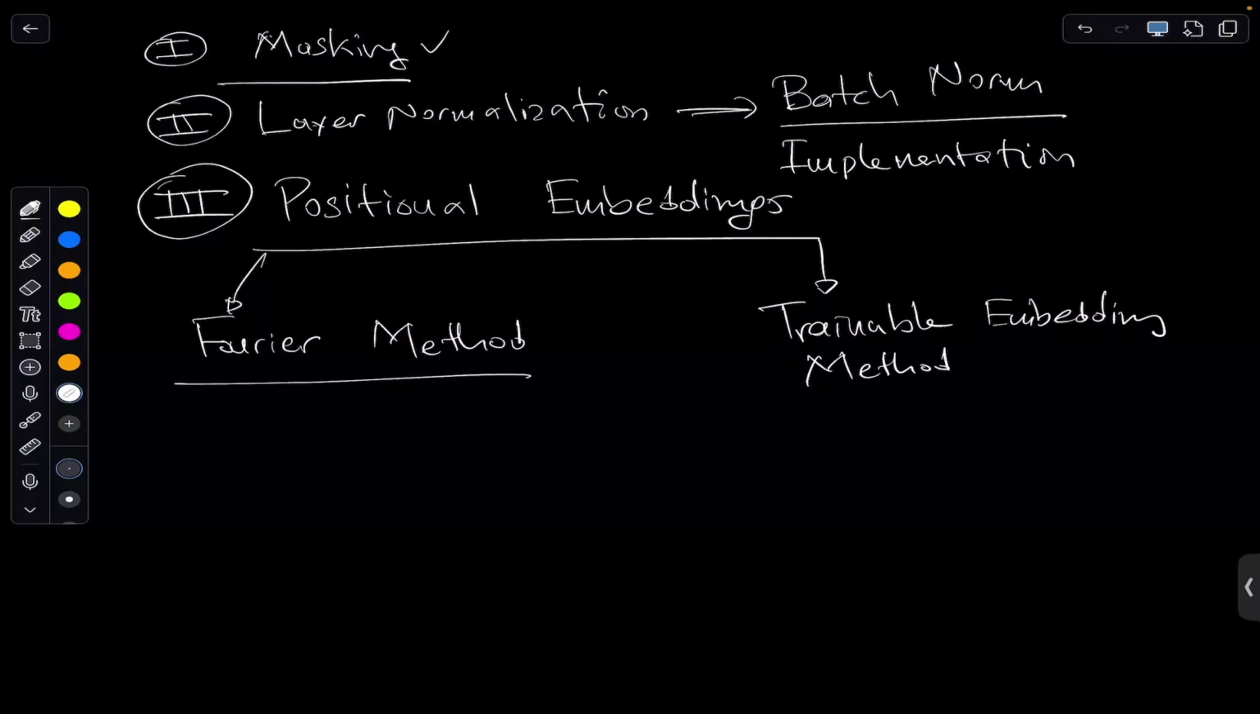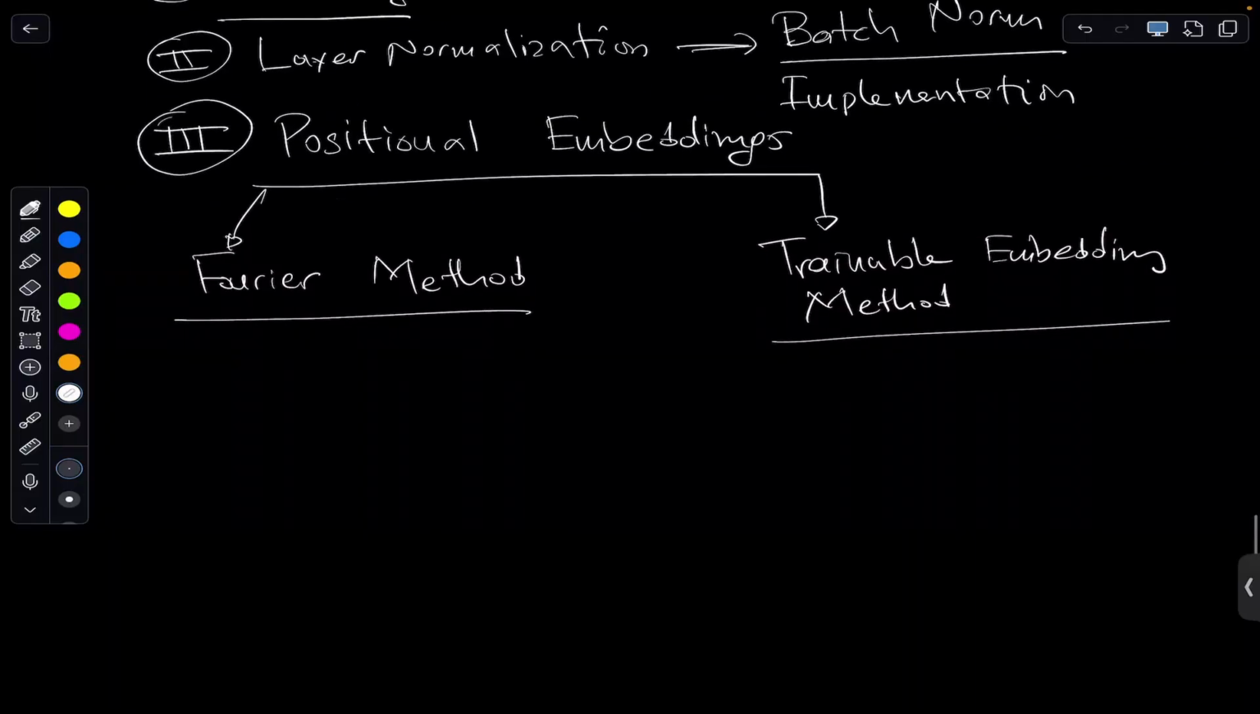These are two different ones, and I think both of them to some degree are present. The GPT-2 implementation is more on the trainable embedding side. Fourier methods have been with us in earlier architectures, but some implementations still insist on those. Okay, so what we try to do with positional embeddings, and why we need it.